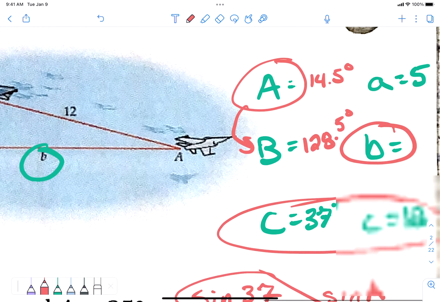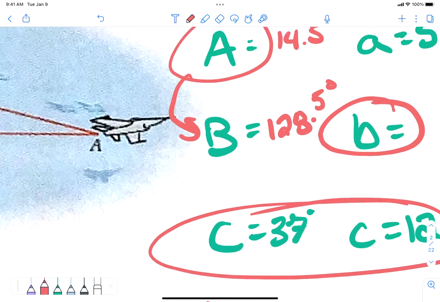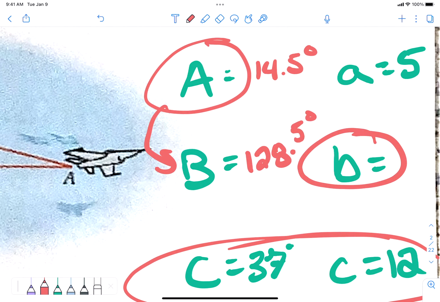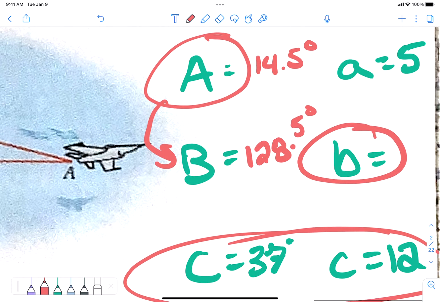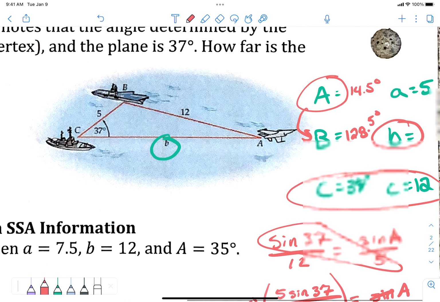Right? So capital B, we know it has to be bigger than 12, right? Because it's the biggest angle, so it has to be way bigger than 12, probably, right? Okay?